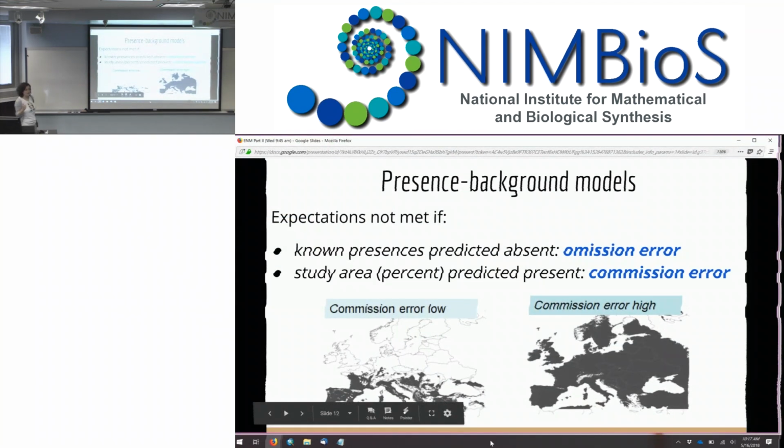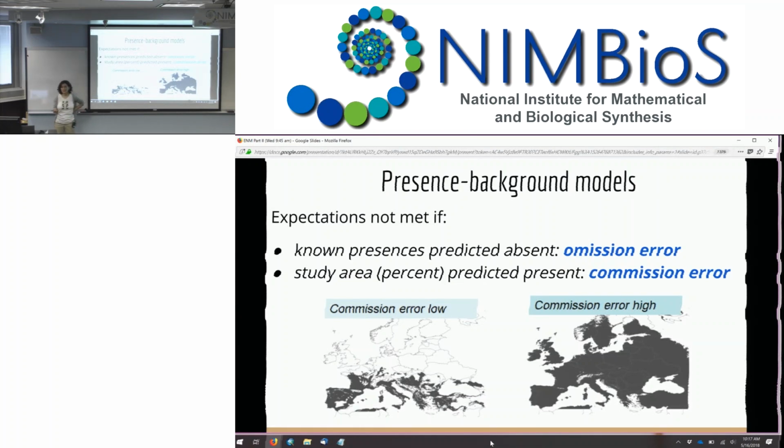So we have models not performing well when known presences are predicted absent, and we call that omission error. And when we have a very broad potential distribution across our study area, that means commission error. That means a lot of the unknown space is predicted present. So here's an example of commission error low.